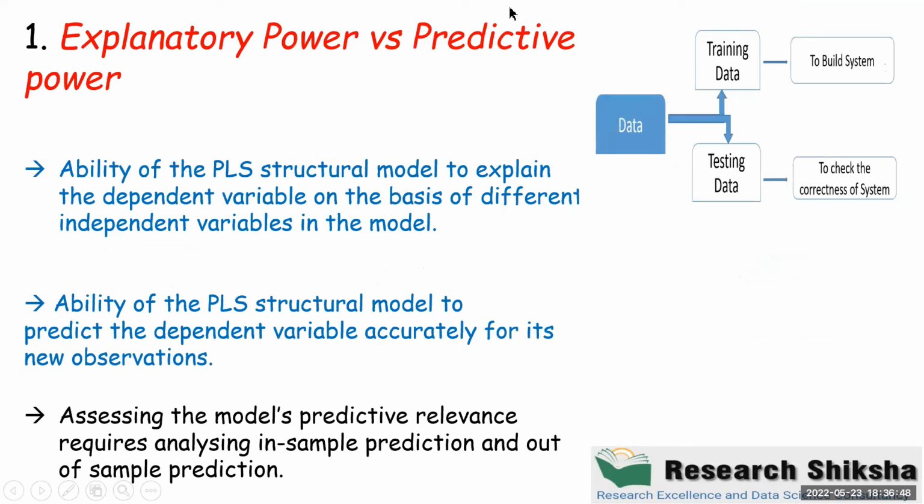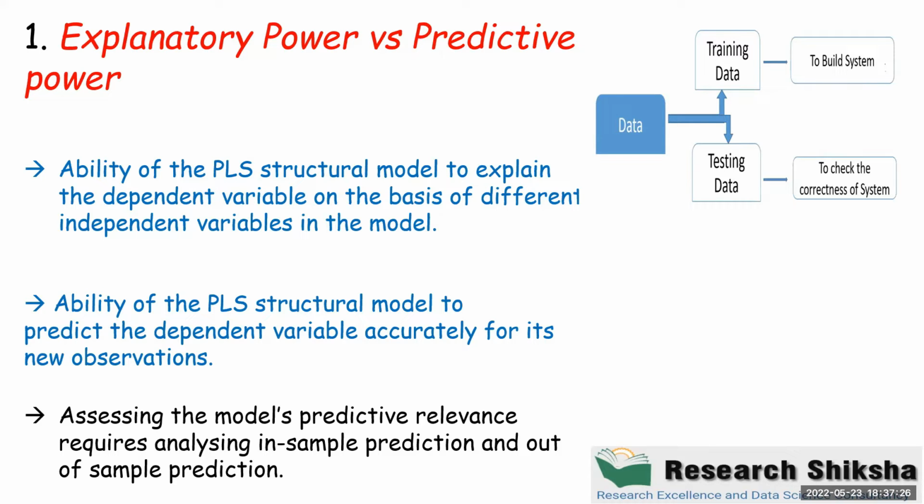So the first topic is explanatory power. Whenever we run the regression model, the most important term which everybody may ask you is what is the R square value of the regression model. R square is the value which explains how much of the dependent variable can be explained with the help of the regression model. This is the definition of R square. So it is a measure of explanatory power.